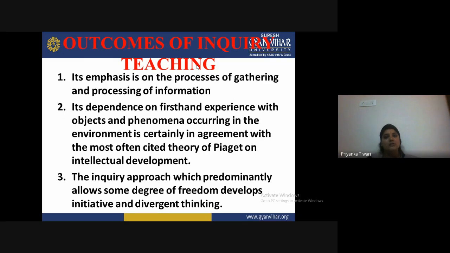So now we are moving on to outcomes of inquiry teaching. It emphasizes the process of gathering and processing information. Its dependence on first-hand experience with objects and phenomena occurring in the environment is certainly in agreement with the most often cited theory of Piaget on intellectual development. The inquiry approach, which predominantly allows some degree of freedom, develops initiative and divergent thinking.